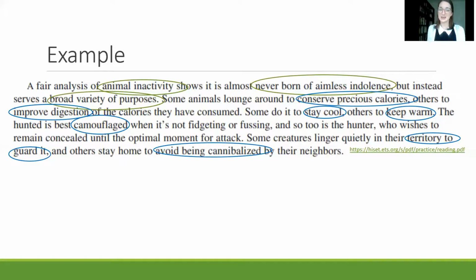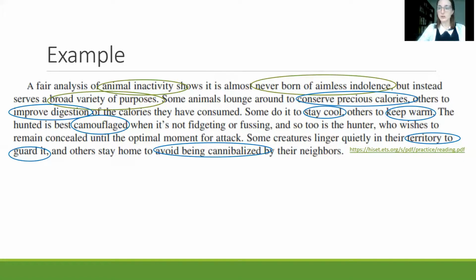main idea here. So I circled animal activity, never born of aimless indolence, and a broad variety of purposes. So that's what I think this text really wants me to take away. That when animals are inactive, it's not because they're being indolent, it's because they have other purposes for it.